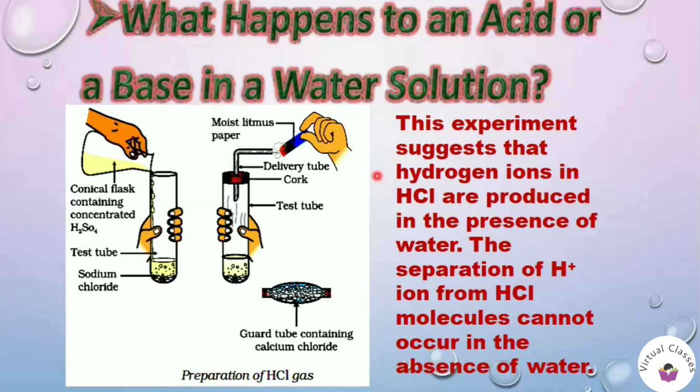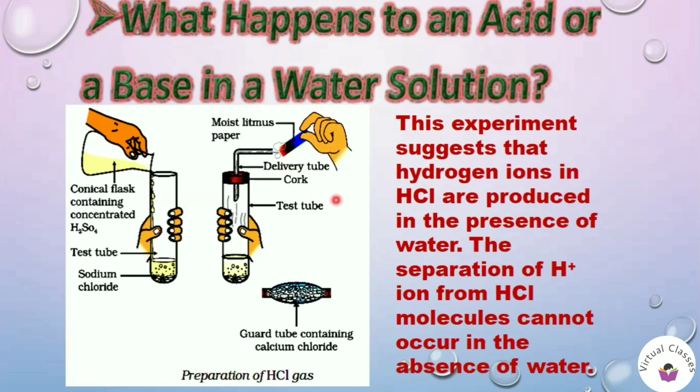Now we'll test whether acids produce ions only in aqueous solution. We have taken 1 gram of sodium chloride in a test tube. To this, let's add concentrated sulfuric acid. We'll observe a gas coming out of the delivery tube. This gas is dry HCl gas. If we bring dry blue litmus paper near this gas, it will not turn red, but if we bring wet or moist litmus paper near this HCl gas, it will turn red.